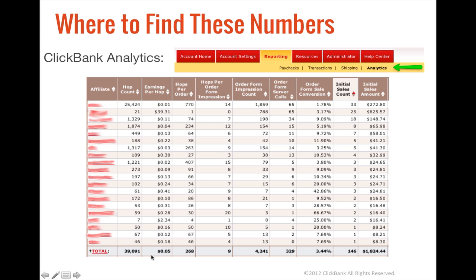To compare these numbers to that funnel I was talking about, this 39,091 visits would be the top of the funnel. The 4241 order form impressions would be that middle stage of the funnel. And then finally, the initial sales count would be that bottom of the funnel, so the actual number of orders. Now, one thing to note is that this is just the number of hops that were driven to your website, so this may not be the overall number of visits to your website. If you're driving your own traffic, for example, and it's not going through a hop link, then your visits number may be different. So you could look at conversion rates for affiliates and also overall conversion rate if you're driving a lot of traffic to your website yourself.